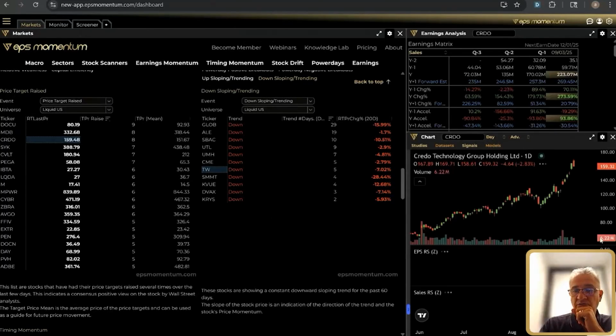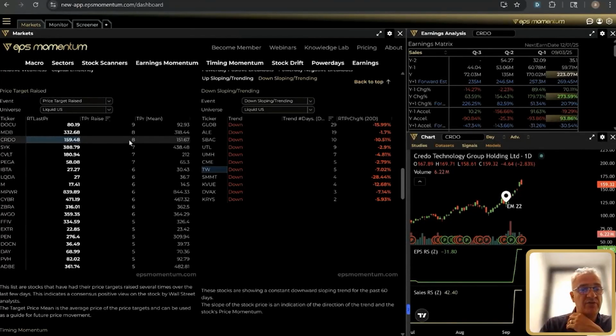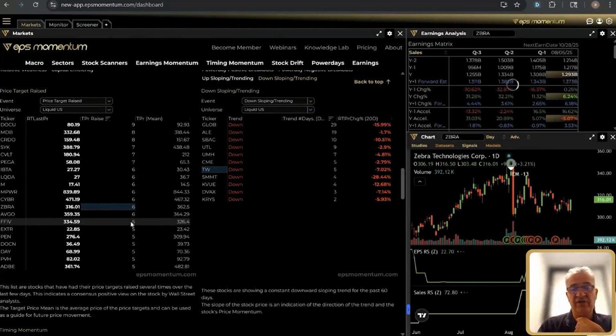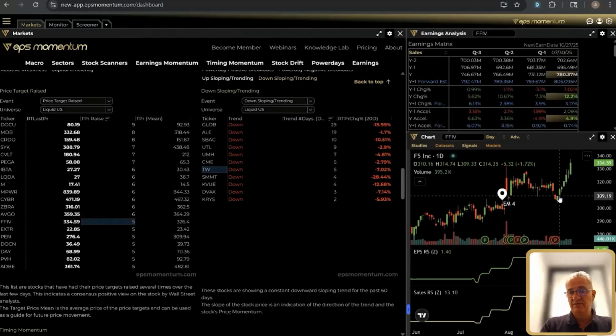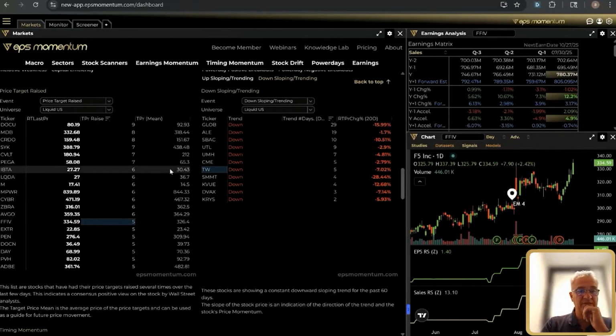CRDO, yep, same thing. We get nice revision estimates. Price is up. It's been revised 8 times, basically several times every day. And you get 7 days. You get good names here: AVGO, FFIV. Price revised up several times this last week, and it does show on the chart as a consequence.